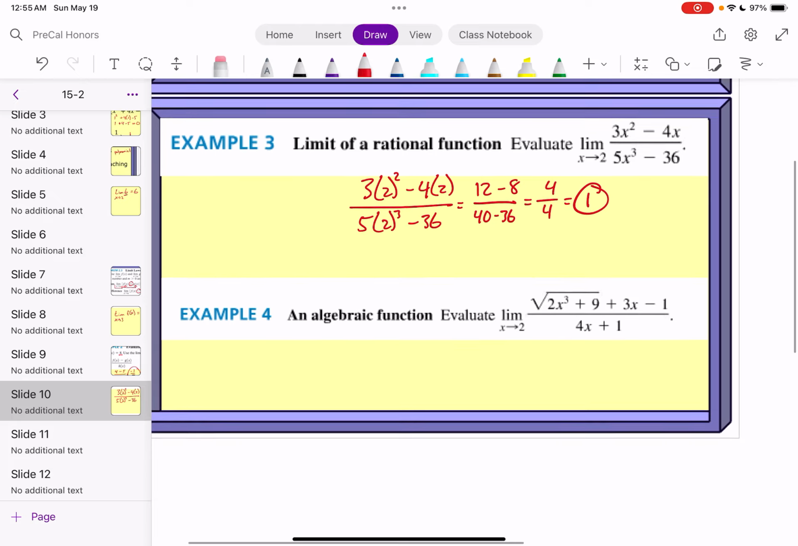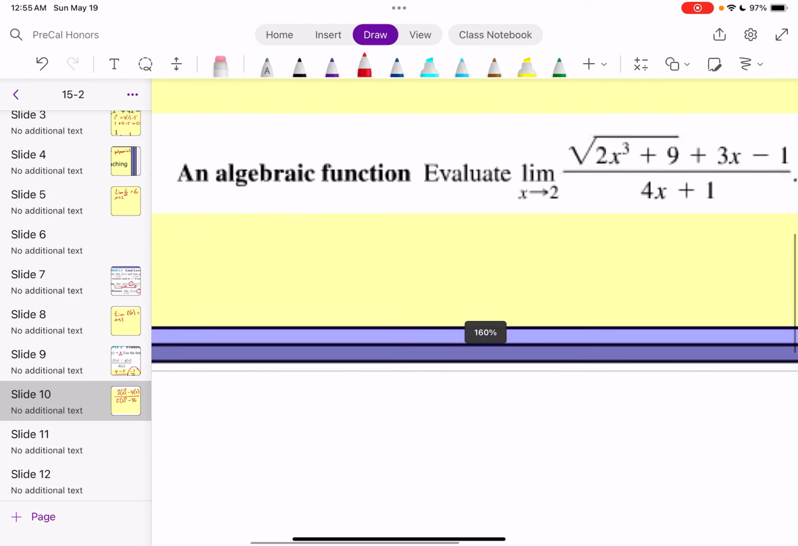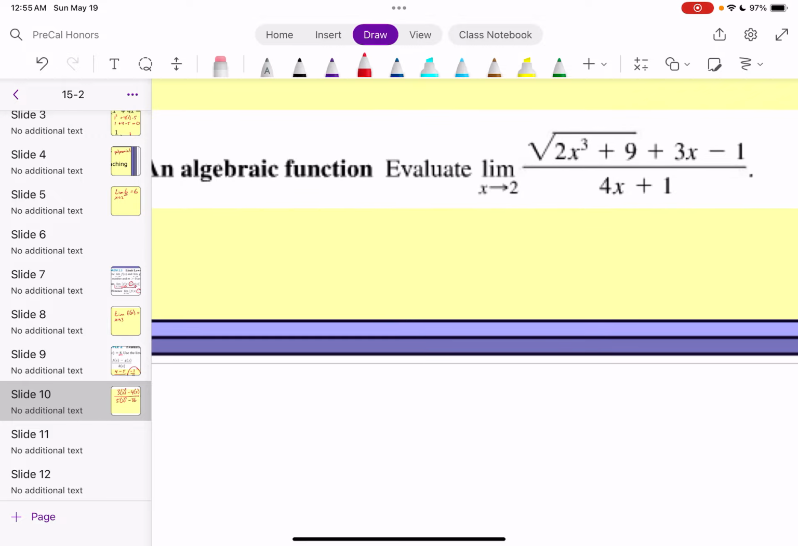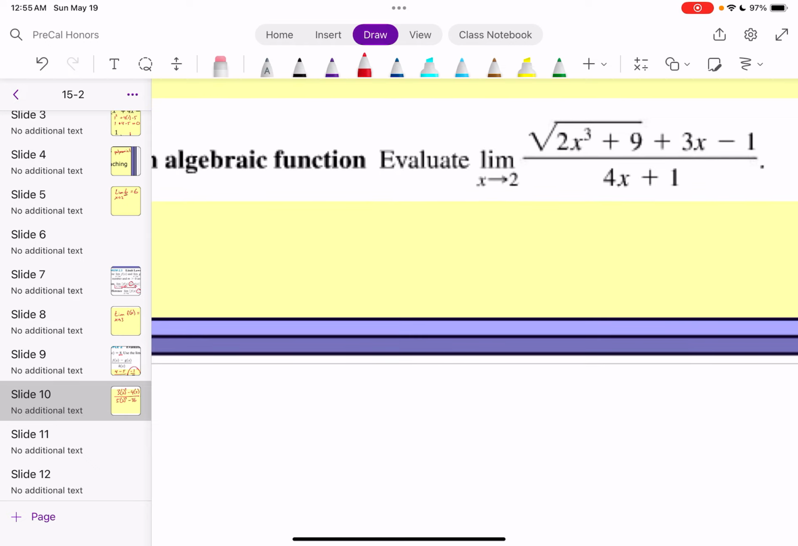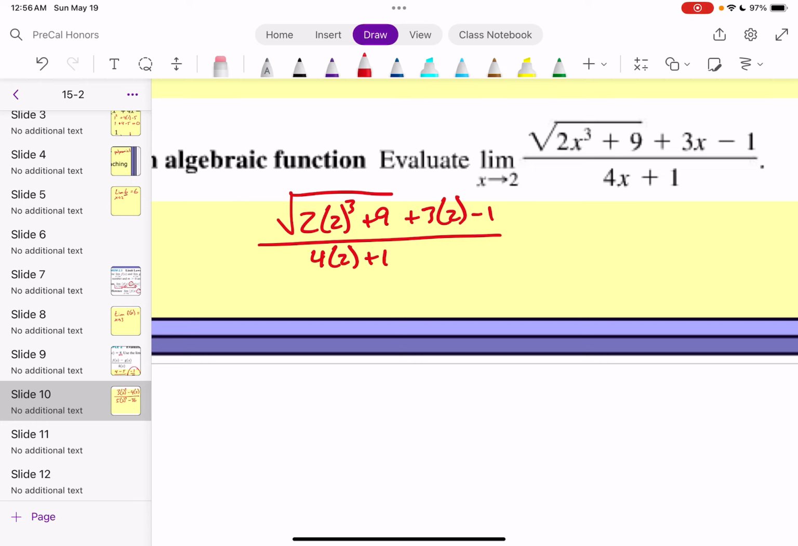We continue on to our next problem. Here we have the limit of the square root of 2x to the third plus 9 plus 3x minus 1 all over 4x plus 1. We're going to go ahead and replace the 2 in for our variables. In this case, the square root of 2 times 2 to the third power plus 9, plus 3 times 2 minus 1, all over 4 times 2 plus 1.